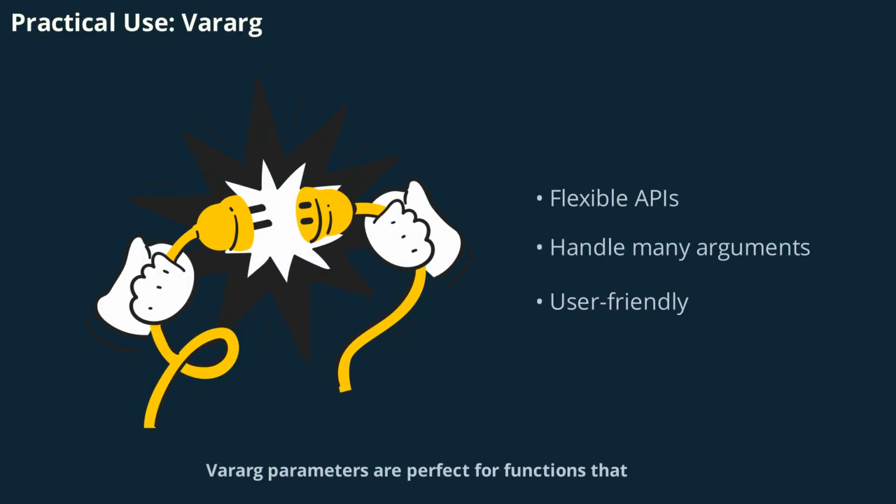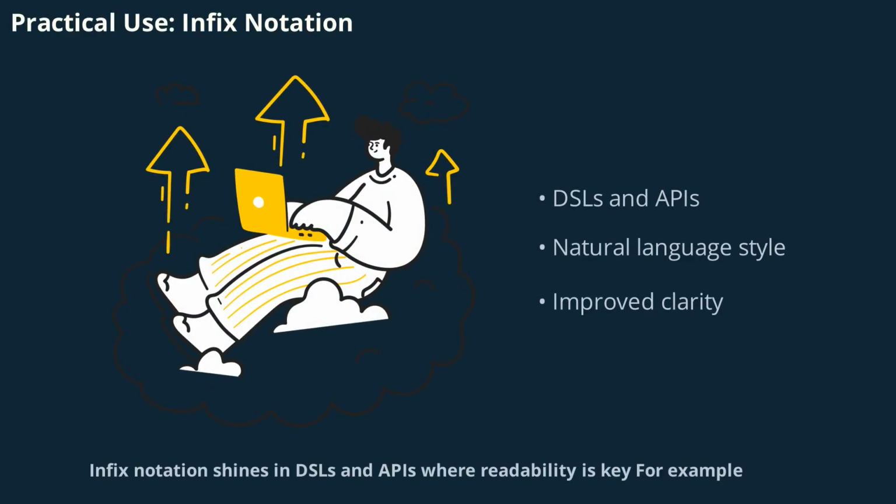Vararg parameters are perfect for functions that need to handle an unknown number of arguments, such as logging utilities, aggregators, or formatting functions. They make your APIs more flexible and user-friendly, allowing callers to pass as many arguments as needed without extra boilerplate.